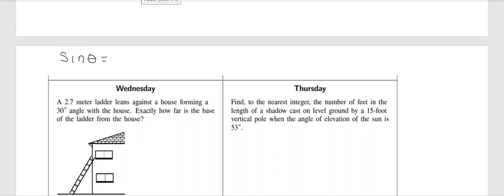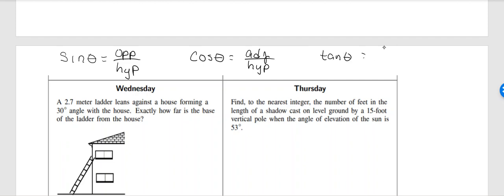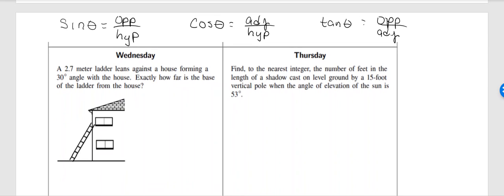Okay, boys and girls, today we're going to look at applications of right triangle trigonometry. Yesterday we learned the three ratios of right triangle trig. The first one was sine theta, which is equal to the opposite side over the hypotenuse. Cosine theta is the adjacent side over the hypotenuse. And the last one was tangent of theta, which is the opposite over adjacent. Today we're just going to take those ratios and apply them.